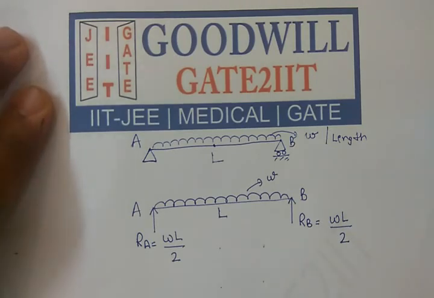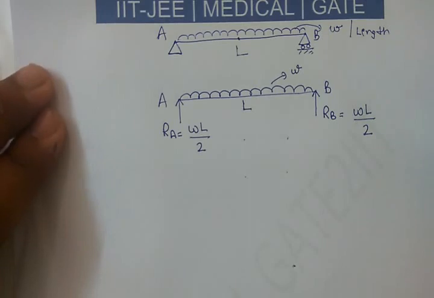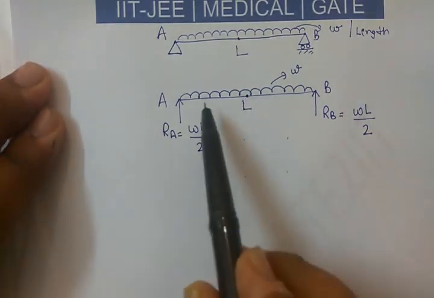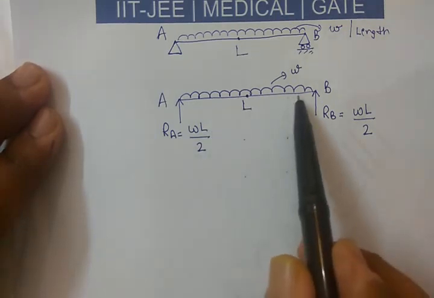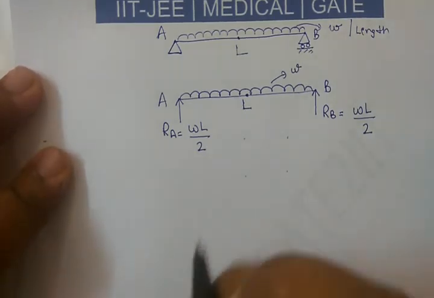So now we have the reactions. Let's calculate the deflection at the center point. They can ask at any point, like say L by 4 from here, L by 4 from here. We are calculating at exactly the center point just to understand how it works, because we have a result for this. So tell me capital M.